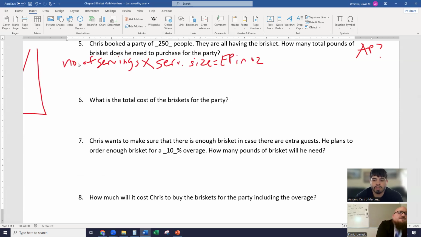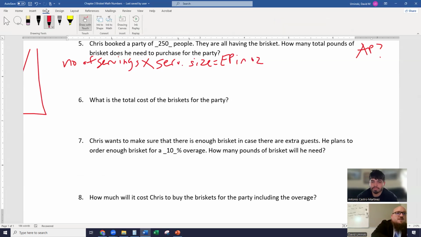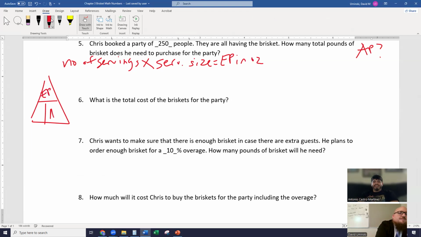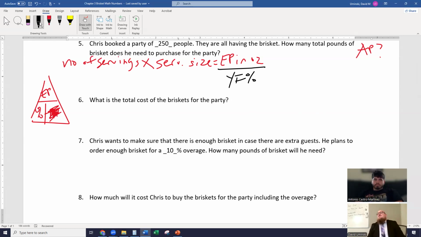So if I have my triangle right here, remember edible portion is on top, as purchased on the bottom, and the percentage is on the bottom as well. If I'm looking for AP, what do I do? Cover it up, and what's left over? AP divided by the yield factor percentage. That is crucial that you do it at this step right here.